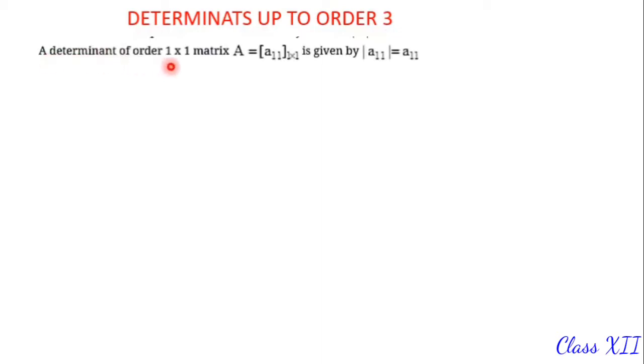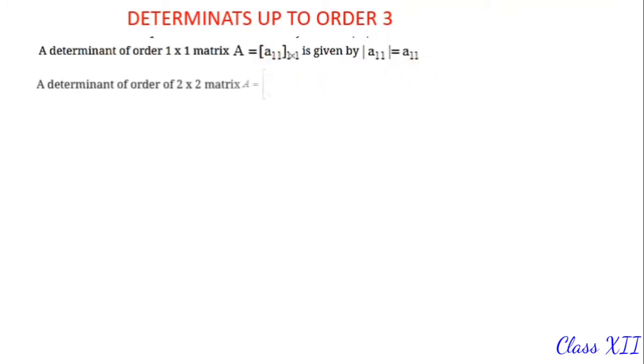Let's discuss how to find the value of determinants up to order 3. The determinant of a 1 by 1 matrix A equal to matrix a11 is given by determinant a11 equal to a11. Here there is only one element in the matrix, and that element itself is the value of the determinant.